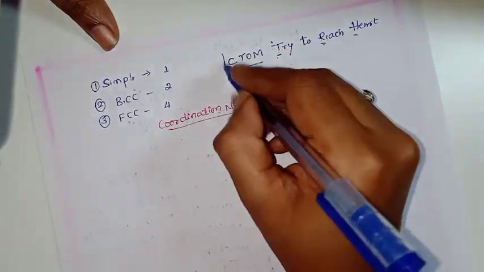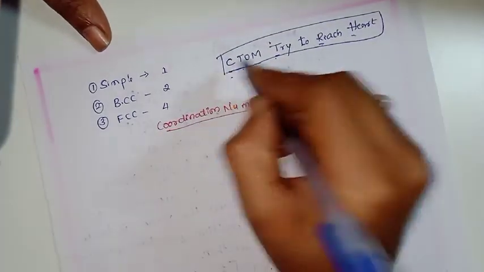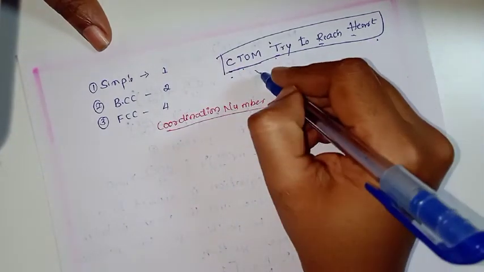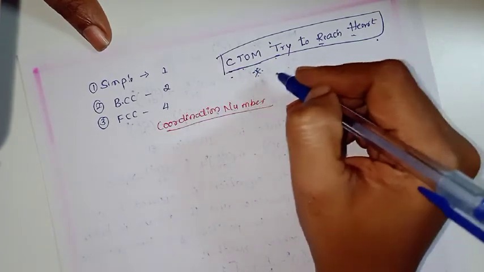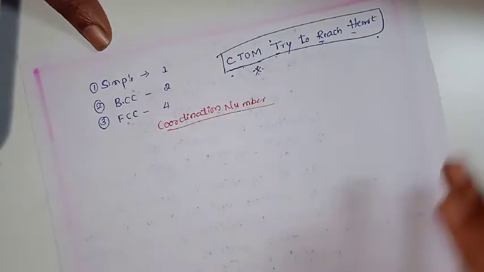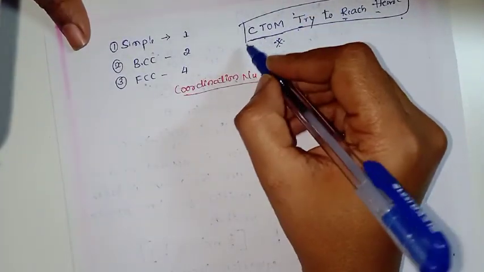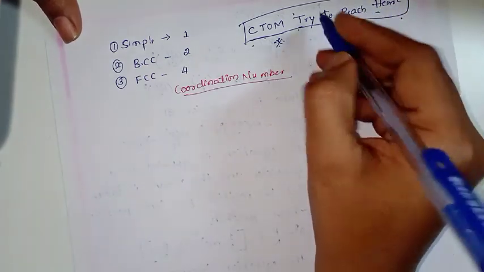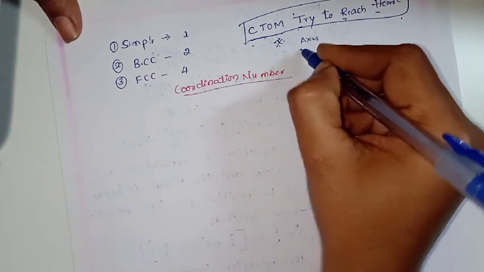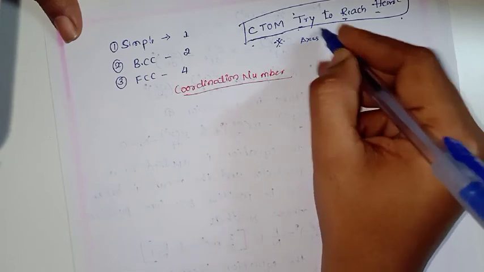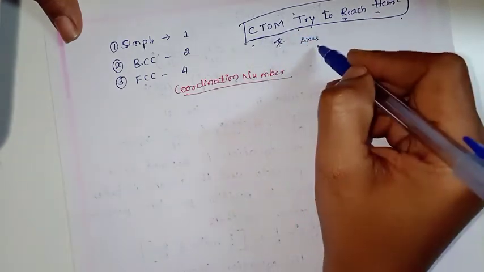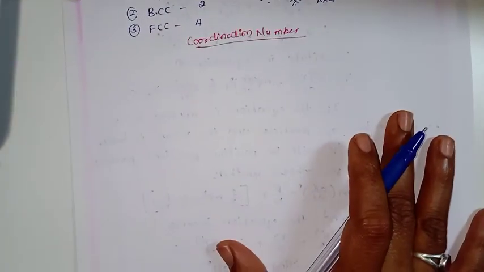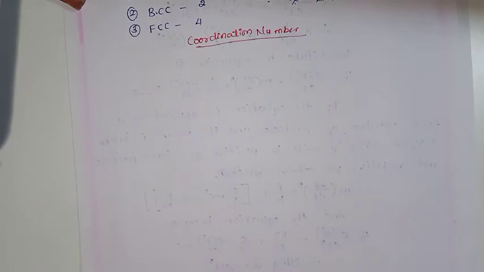So let's memorize these crystal systems with a simple sentence. This is a smart trick to remember all 7 crystal systems. They may ask in your examination about these 7 crystal systems, their axes and the angles between them. So make a small table and use this trick to remember. Now we will discuss coordination number.